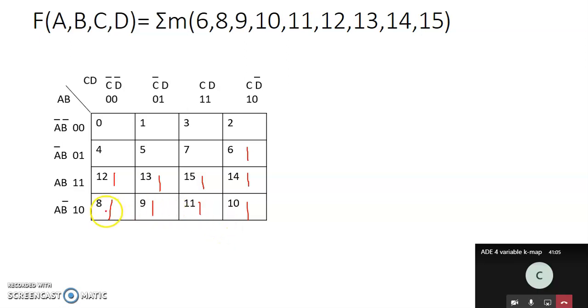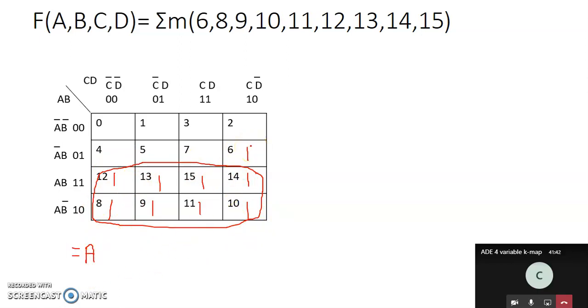Now in this option, all these 8 I can put in one group very easily. So this will be the best possible. This is called an octet. When you are making 4, we call that a quad. 2 is a pair. 8 is an octet. When I make all these 8 in one group, the result is A. So a single variable. You might have observed that: when it is individual, all 4 variables. When it is a pair, 3 variables. When it is a quad, 2 variables. When it is an octet, a single variable.